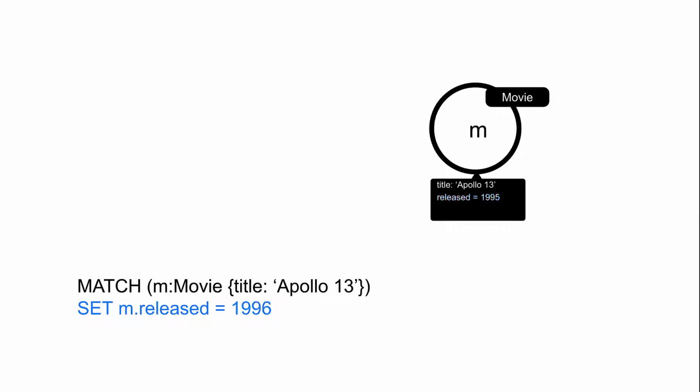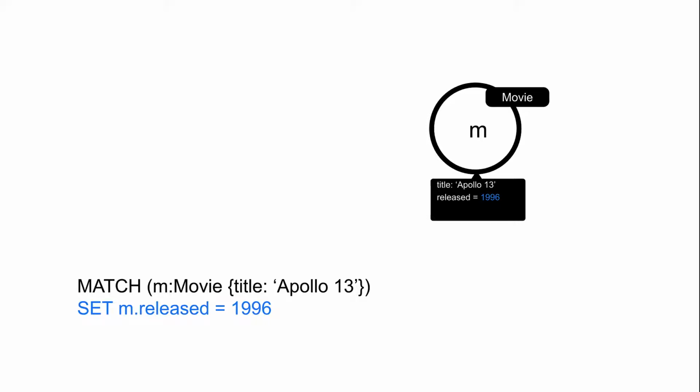You can also use set to update an existing property. The movie node for Apollo 13 has a released property with a value of 1995. We find the node and update the property value to be 1996, and here is the result.